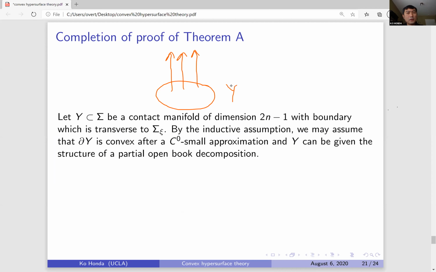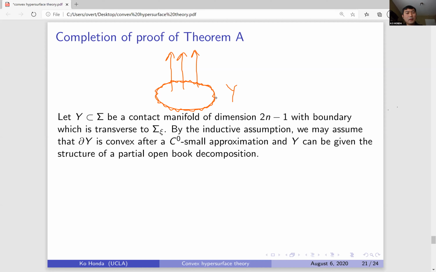By the inductive assumption, we assume that the boundary of Y is convex after a singular small approximation. So you're doing something in lower dimensions. We assumed that we could do this in 2n minus 1 dimensions, so the boundary can be made convex, or sorry, Weinstein convex, using the inductive assumption.